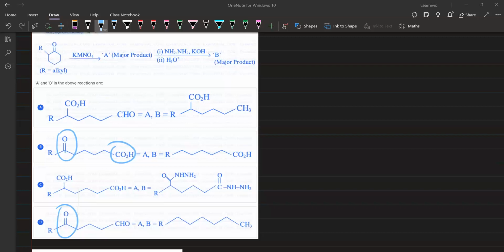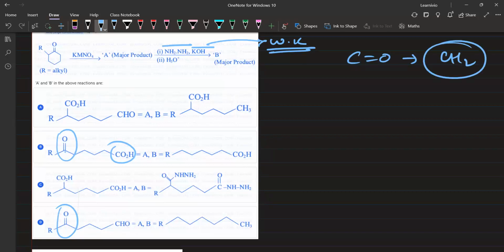Okay. Now, if you see what is happening in the next reaction, there is NH2NH2 and KOH. So this is Wolff-Kishner reduction. What does it do? C double bond O को ये किस में convert कर देता है? CH2. Any aldehyde or any ketone will be converted to alkane. So in the B case, let us see what is happening. C double bond O is getting converted to CH2.